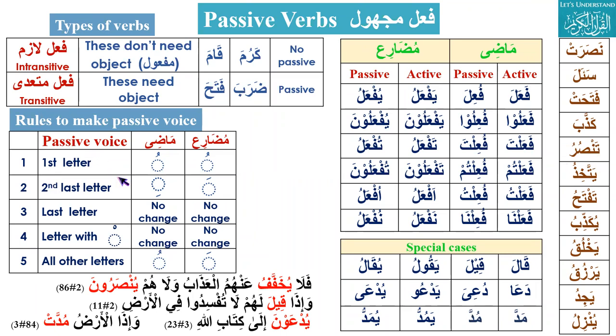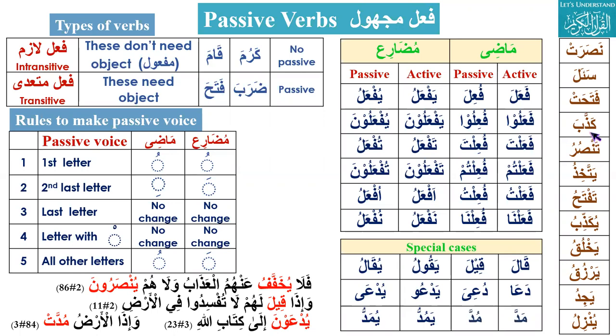So the second last letter will be? There will be no change on the last letter. First letter will have pesh, that will be kaf pesh. Ba zabar ba, that will remain the same. So second last letter is only one, that is zal. Second last letter is what here? Second last is zal. It will have what? It will have a kasra. So let's do it. Kuzziba. Kuzziba. If it is allama?